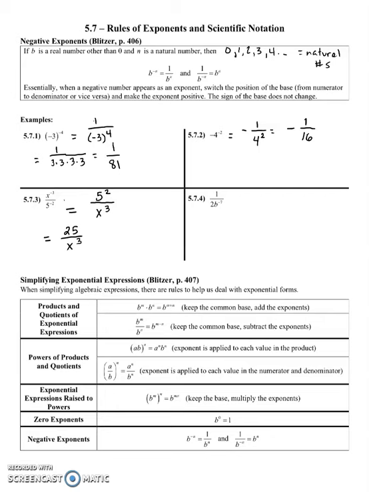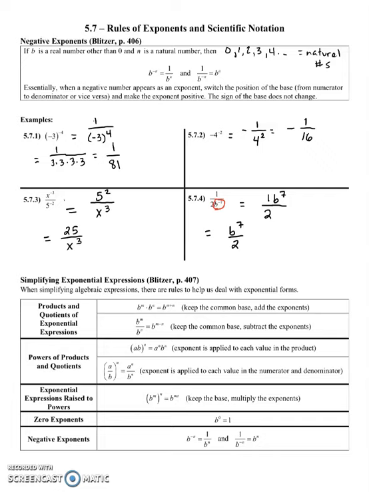Okay. On the last one, the negative 7 only applies to the b, not to the 2. So we have 1 over 2, and the b to the negative 7th moves to the numerator, b to the 7th. So we have 1 b to the 7th over 2, or we can just write b to the 7th power over 2. Okay, so that's how we deal with the negative exponents.